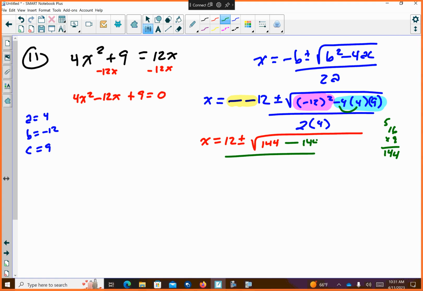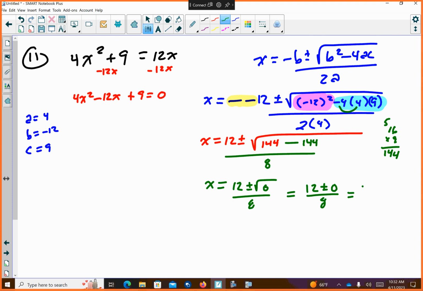Look what's going to happen. What's going to happen with this square root, my friends? It's going to go away. Why is it going to go away? Yeah, this comes out to square root of 0. Square root of 0 is what? Nothing. All right. Is 12 plus 0 12? Is 12 minus 0 12? So I get the same answer. If I add 0 or subtract 0, I get the same answer.